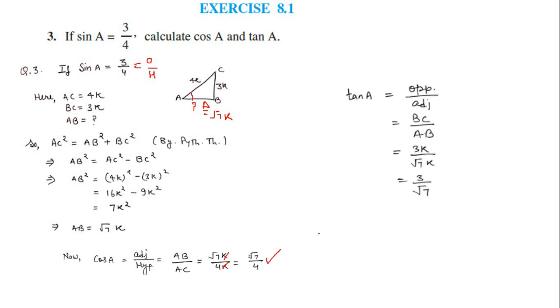Next we need to calculate tan A. For angle A, we can say this is opposite and this is adjacent. So tan A will become BC by AB. When we use the T ratio formula, BC by AB will give you 3K by root 7K. This will give you 3 by root 7.